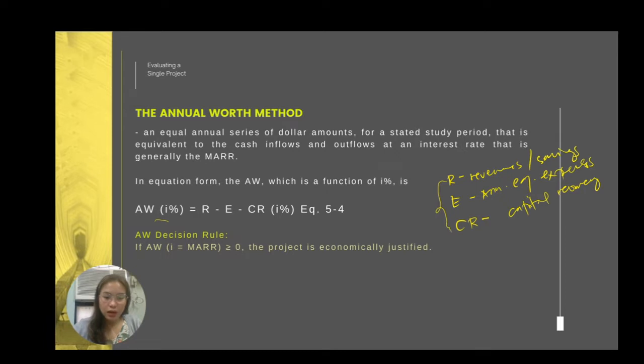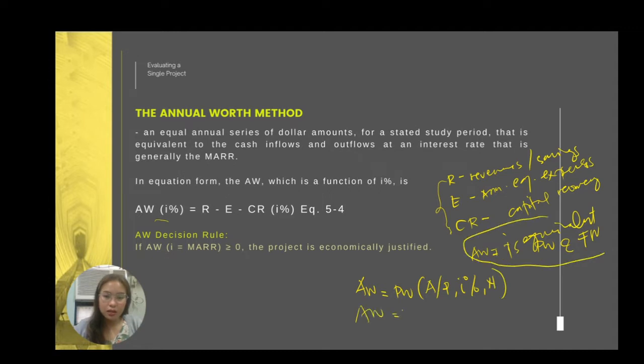Also, we need to notice that the AW of a project is equivalent to its PW, present worth, and its FW, which is the future worth. So this can be written as AW = PW(A/P, i%, N). Since I mentioned earlier that it is equivalent to its future and present worth, we have this functional notation. Hence, it can be easily computed for a project from these other equivalent values.